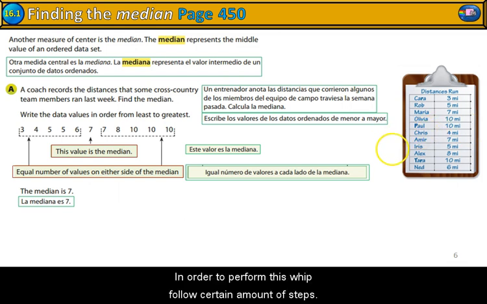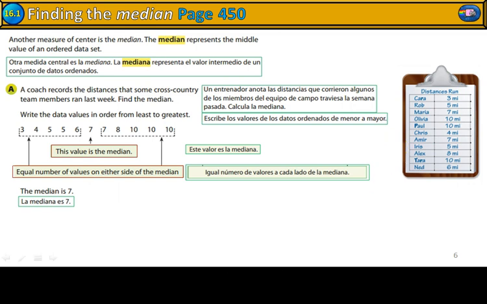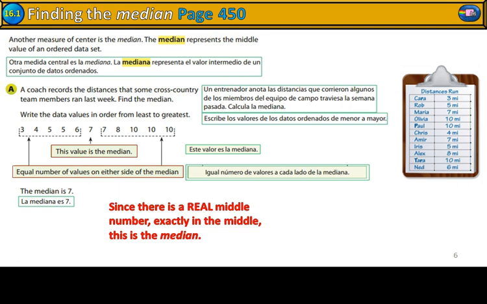In order to perform this, we have to follow a certain amount of steps. Our first step is to write the data values in order from least to greatest. The example has it done for us already. 3, 4, 5, 5, 6, 7, 7, 8, 10, 10, 10. Since there is a real exact middle number, the median is 7, with again 5 values on the left and 5 values on the right.